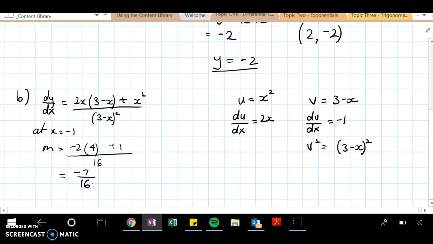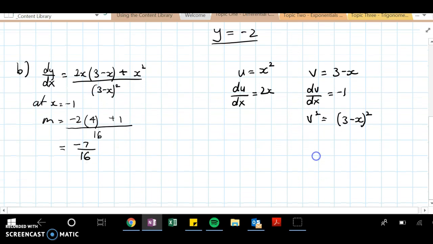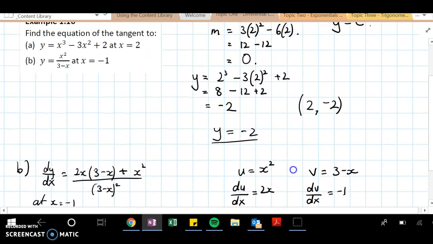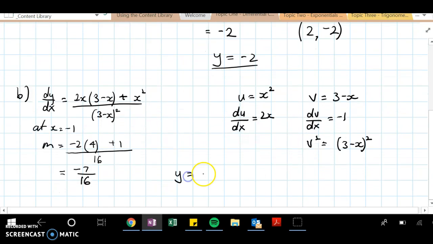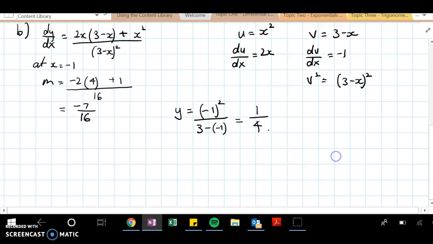So we know the slope, we need to now also find the point at which that line occurs. So we substitute the x value of negative 1 back into the function. So y is going to equal negative 1 squared over 3 take negative 1, which gives us 1/4. And we can then use that information.